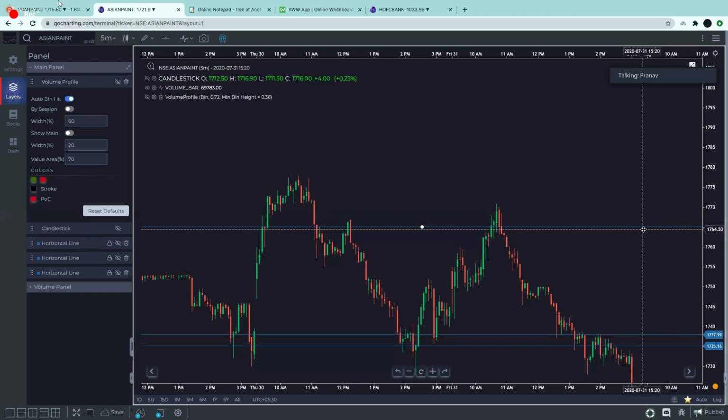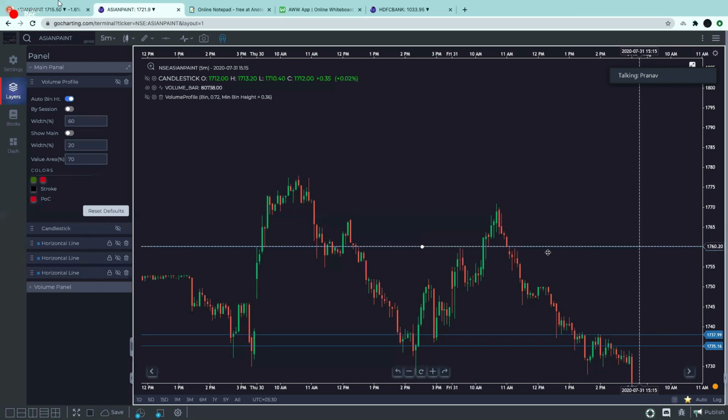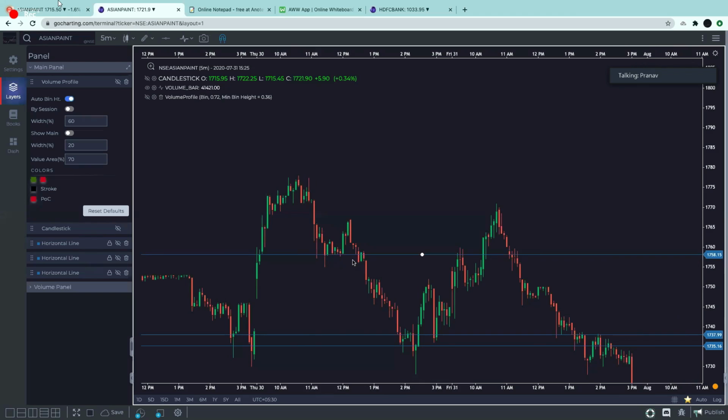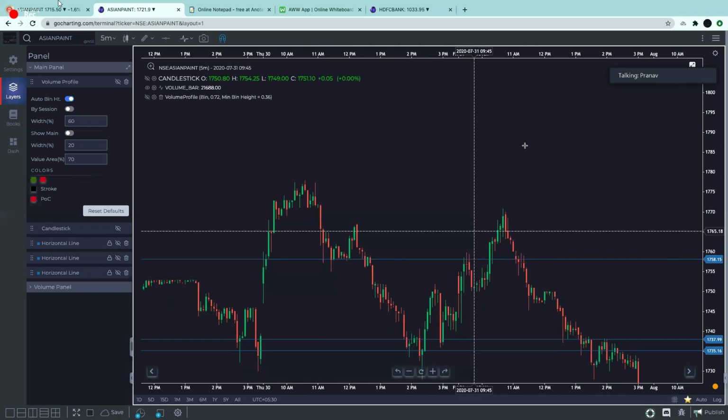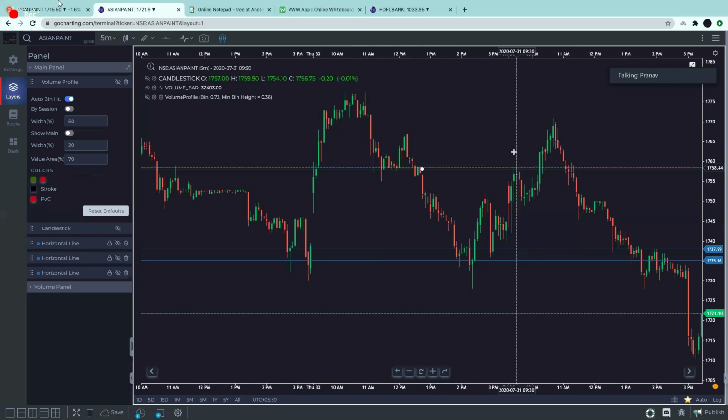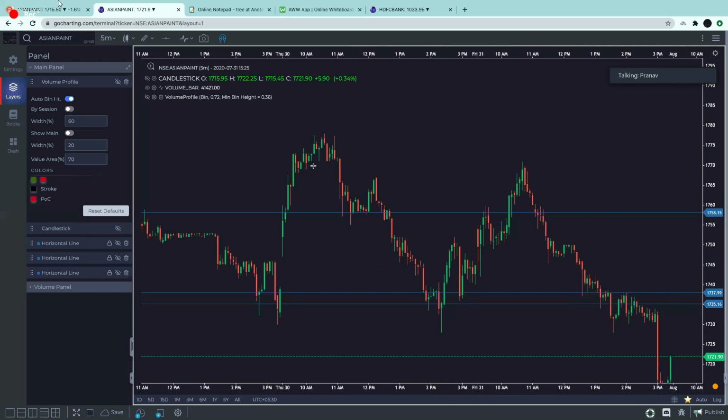So 1760, 1752. Yeah, you could say this level. This level, previous support, which could turn to resistance. So your target could have been this, and that's about it.